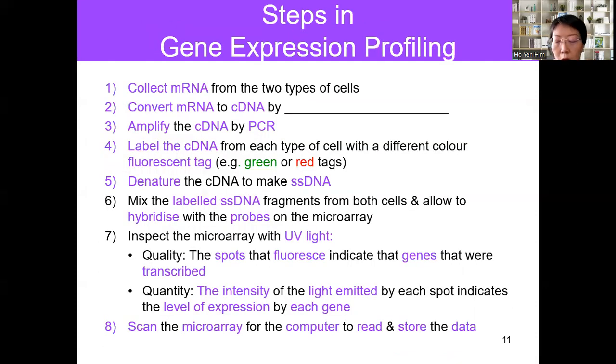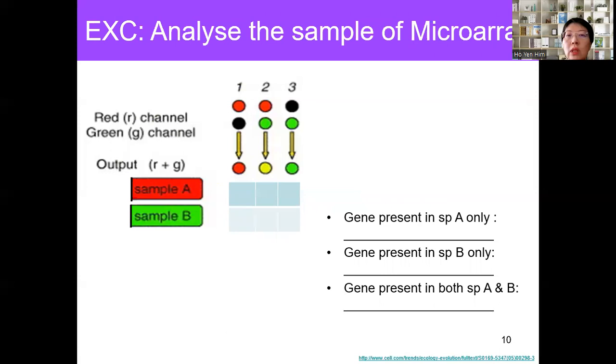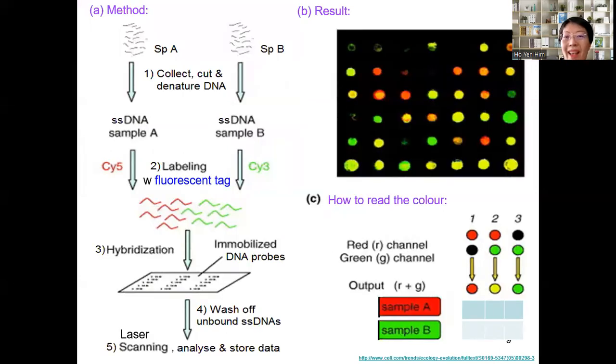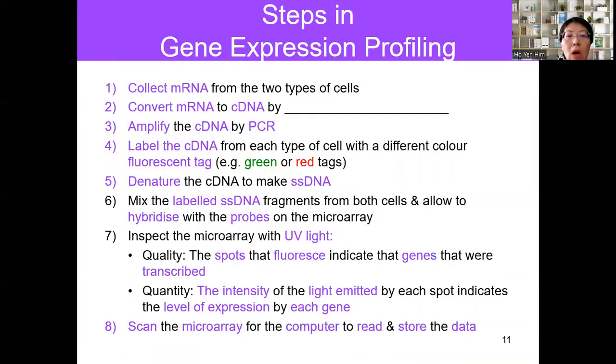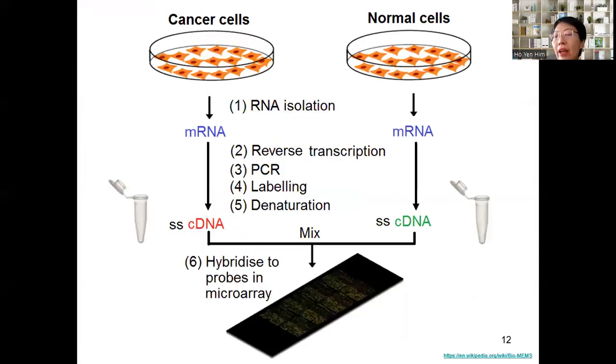So just now we looked at how to use the microarray to find out the presence and absence of gene in two species. Now we want to look at the second use of the microarray, which is for gene expression profiling. So this part here is the notes for you to read on your own. You can fill in the blank, it's very easy. I'm going to use this diagram to explain the procedure.